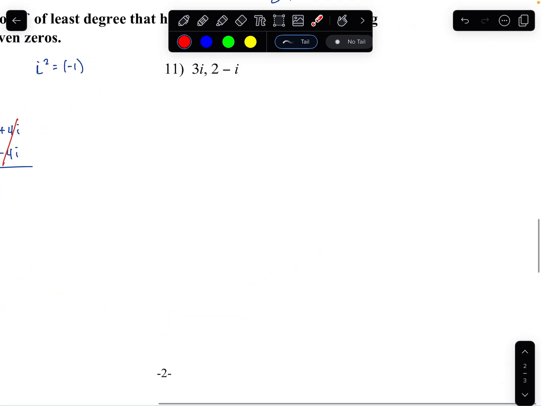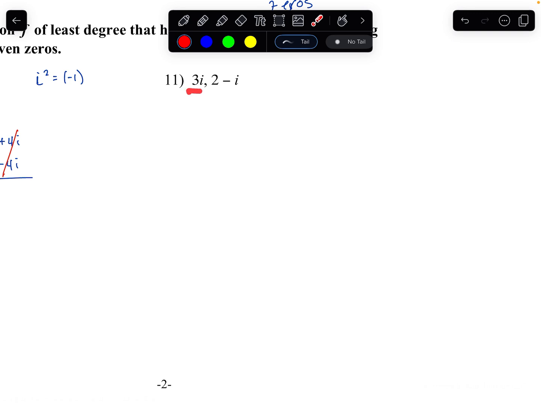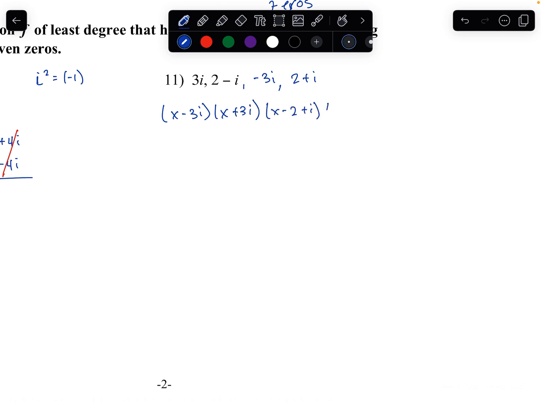Let's try this again. We're going to have 3i and 2 minus i. So if 3i is a solution, negative 3i, its conjugate, also has to be a solution. If 2 minus i is a solution, then 2 plus i is also a solution. So the factors we're going to have are x minus 3i, x plus 3i. We're going to have x minus 2 plus i, and we're going to have x minus 2 minus i.